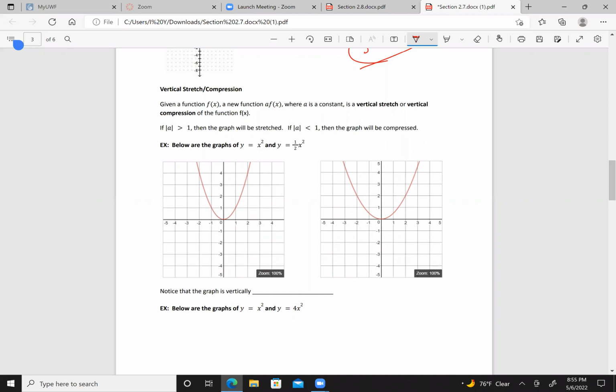So below are the graphs of y equals x squared and y equals 1/2 x squared. So a is 1/2. Notice that the graph is vertically compressed.